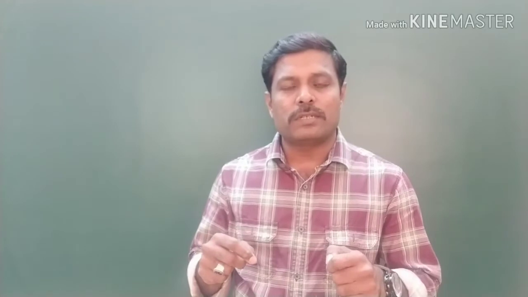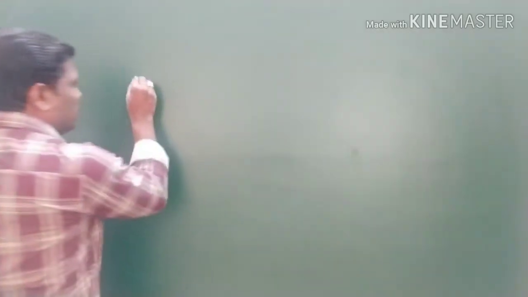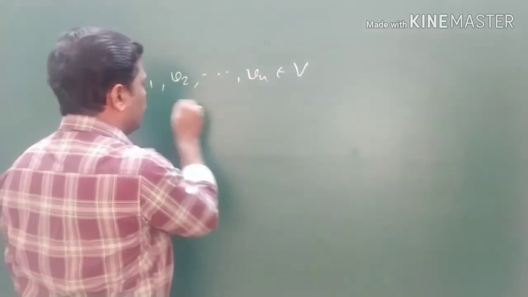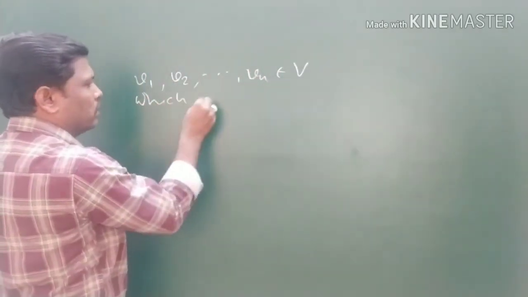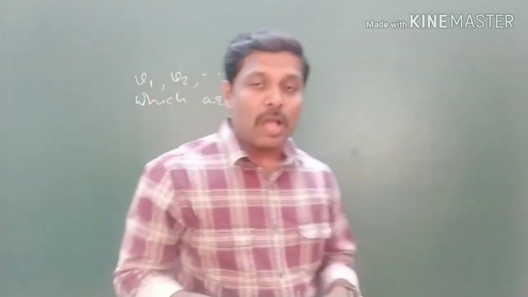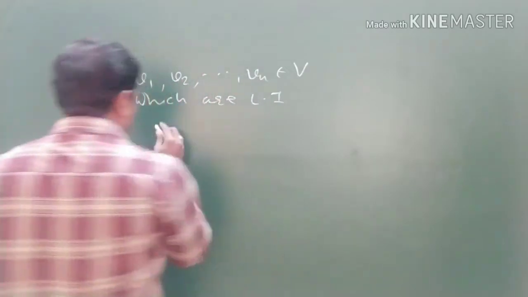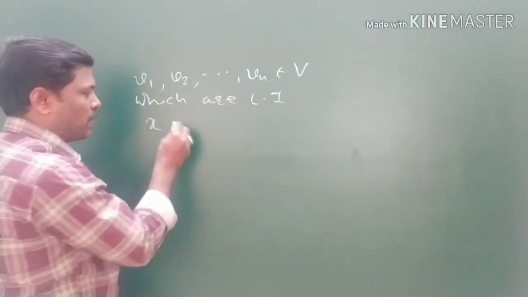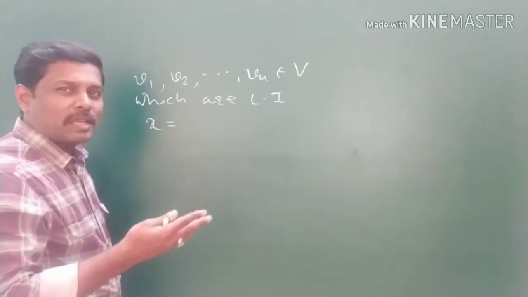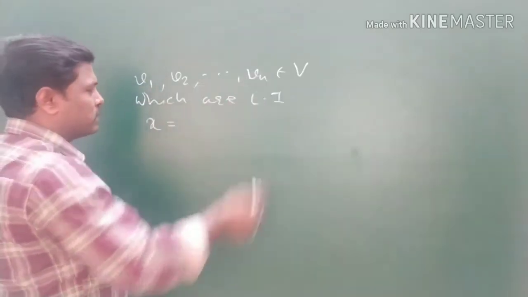In this result, n vectors are given to you and these are linearly independent. So let us consider v1, v2, up to vn, which are members of V and are linearly independent. This is given to you. And now we will take one element x from the linear span. We know that every element in the linear span is expressed as a linear combination of the given vectors.